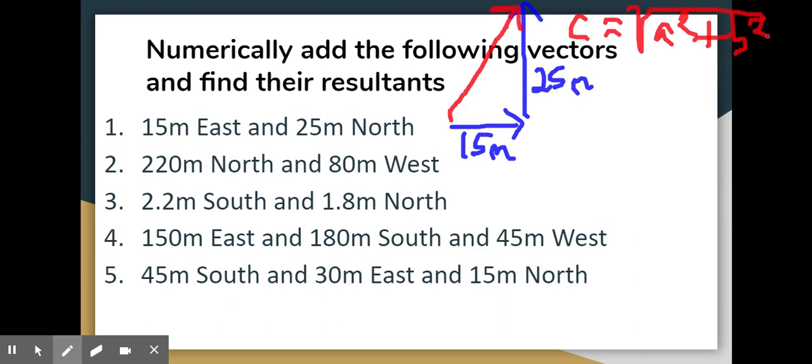So we usually measure our angle from the tail. So our adjacent side to the angle is this one. And our opposite side is this one. Okay. And so we can go ahead and solve this. So 15 squared, and be careful of your order of operations, 15 squared plus 25 squared, and then we're going to take the square root of that. That gets us about 29 for our resultant. So C is 29 meters, but we need a direction.